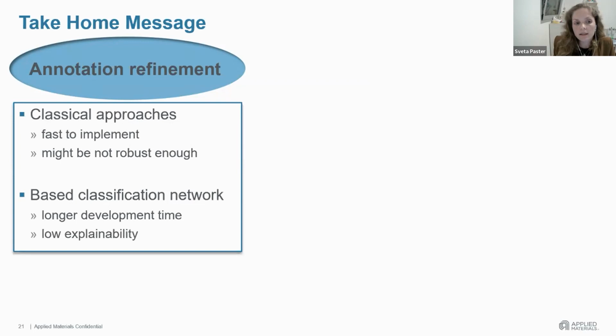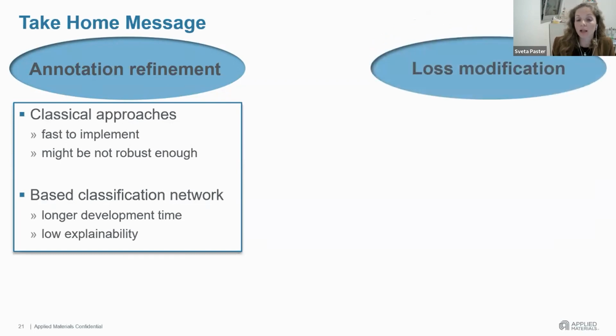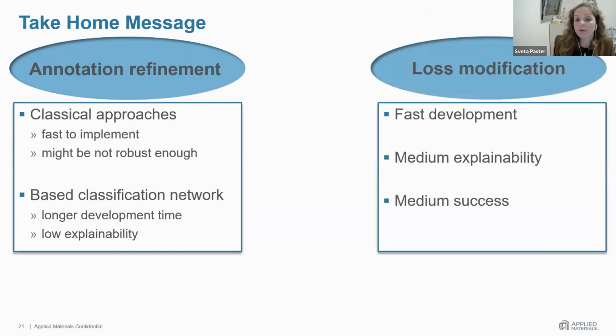When we understand that this solution is not optimal, there's another way to tackle this process by loss modification. It might be fast, since we can test different losses and see what helps us or not. Not always can you explain why the network behaves in a certain way because of our loss. And again, this solution is not optimal.